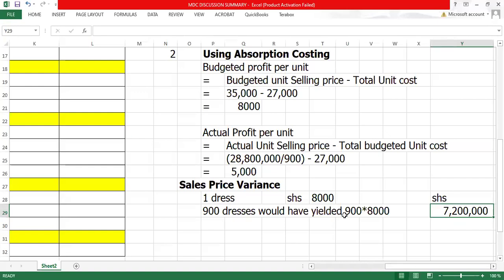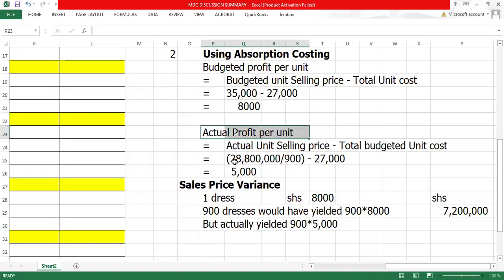But in actual sense, you earned how much? Actually, what you received is 900 times the actual profit, which is 5,000. You know where this 5,000 is coming from, because this is the actual profit. This is what you actually received per dress. So it is 900 times the 5,000.